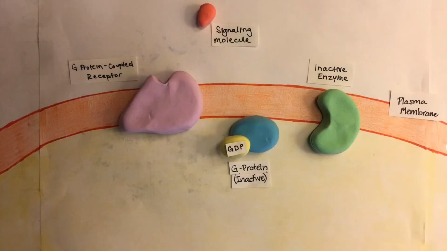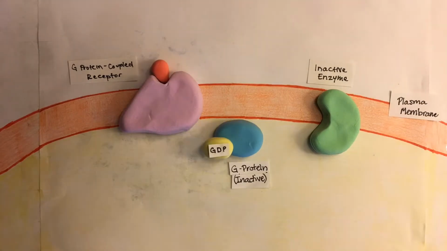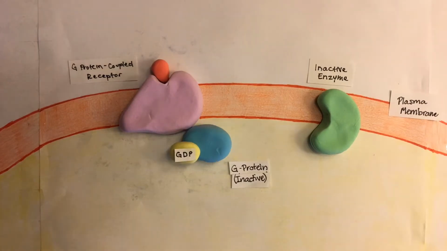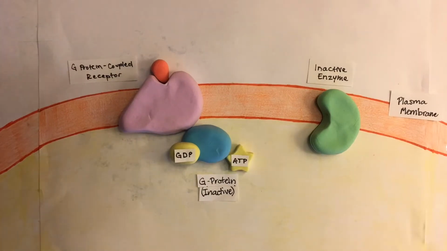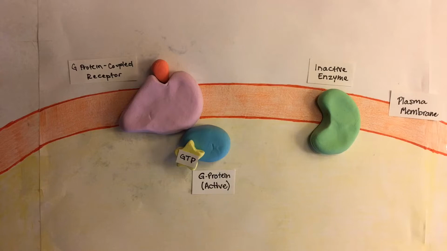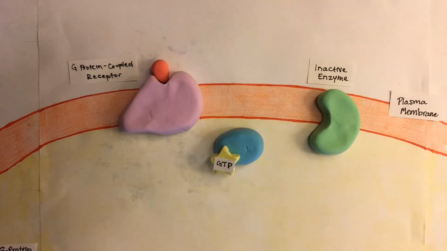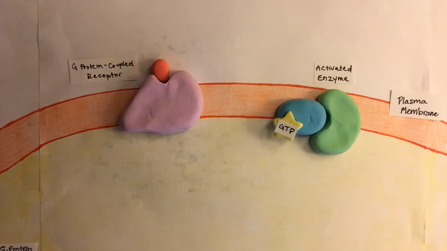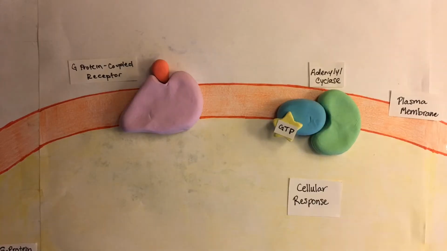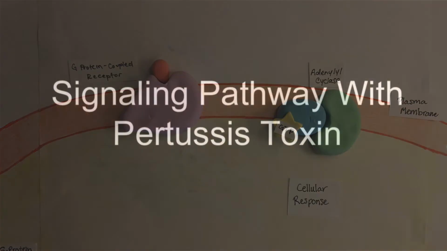The beginning steps for the normal signaling pathway for pertussis disease starts with the signaling molecule connecting to the receptor. An inactive G protein with GDP then connects to the receptor. ATP changes the GDP to GTP, activating the G protein. The G protein then moves over to an inactive enzyme, and once it attaches, it creates an active enzyme. This then leads to a cellular response.